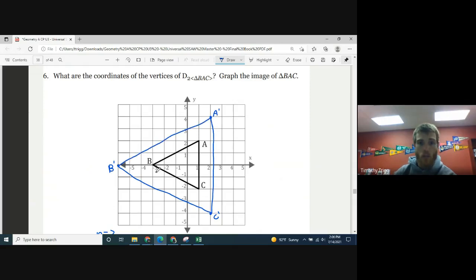Now your image should look like the pre-image, just larger, okay? All the angles should be conserved. It's just a larger version of what we had before.